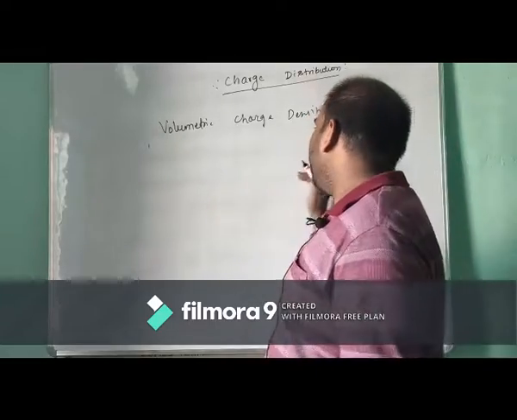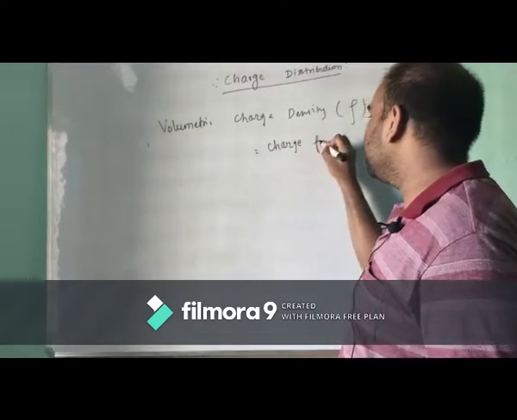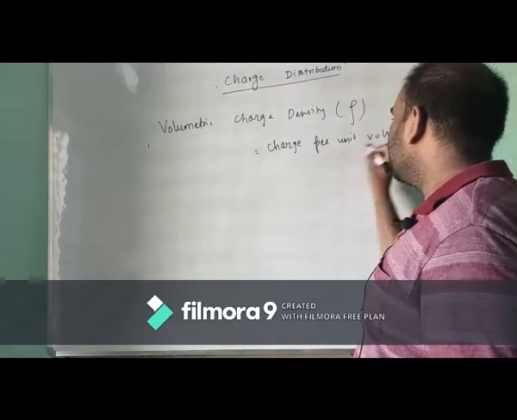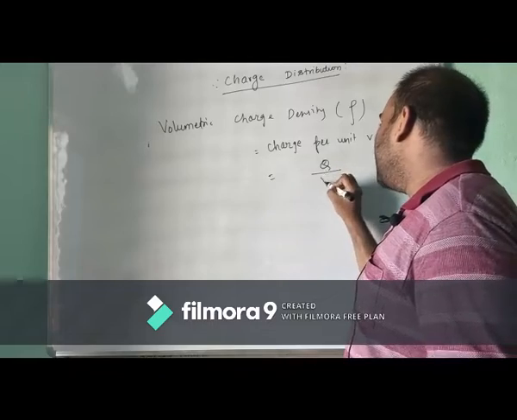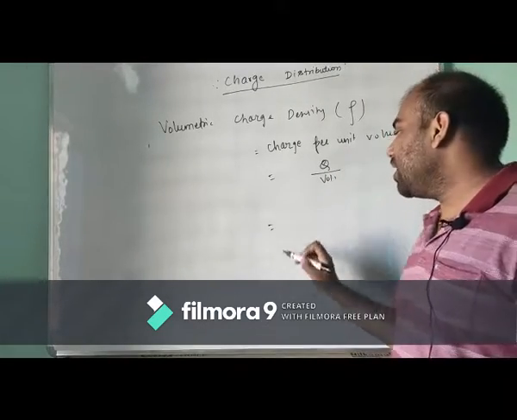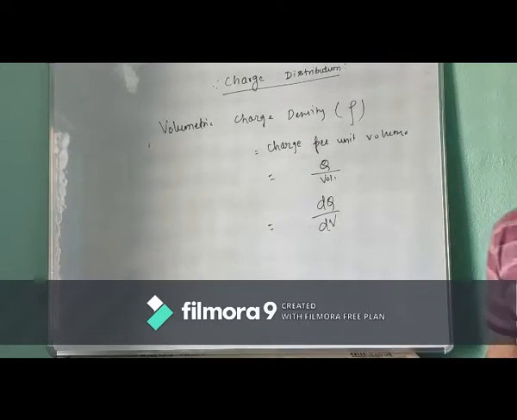So the volumetric charge density is again the charge per unit volume. This is Q divided by volume if the charge is uniform. If the charge is non-uniform, then we write dQ divided by dV.